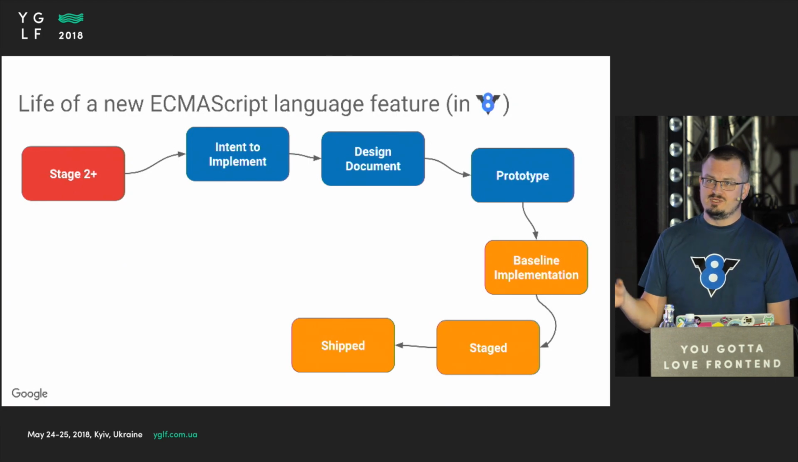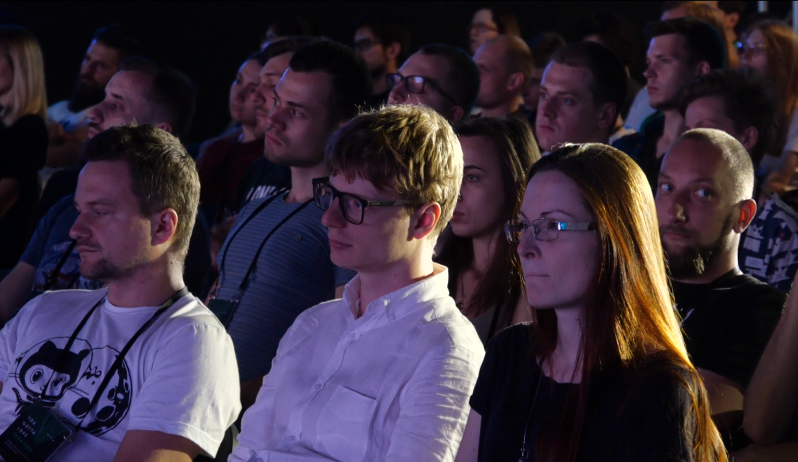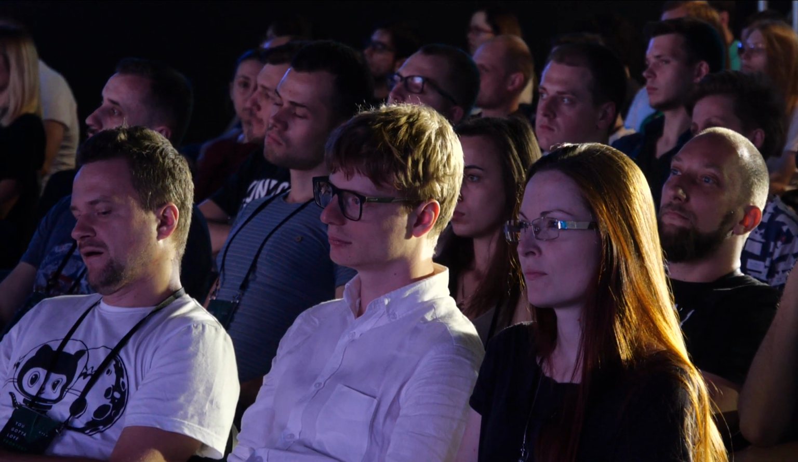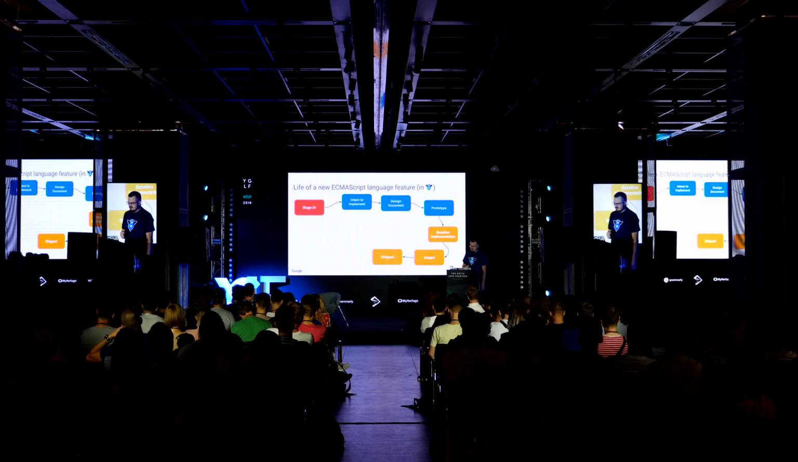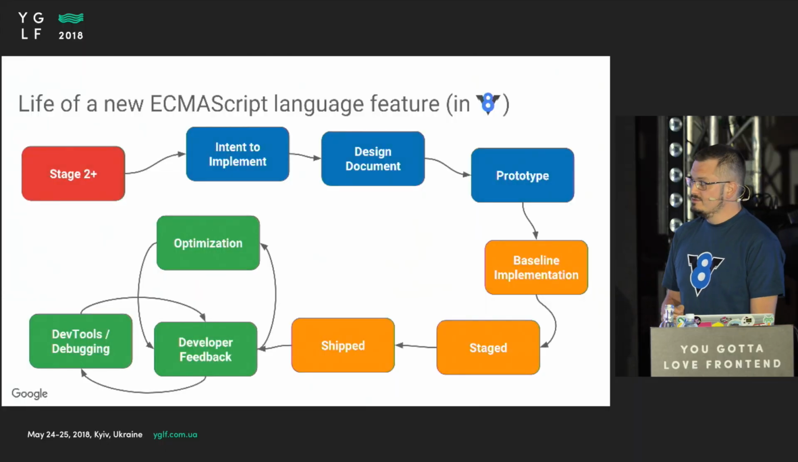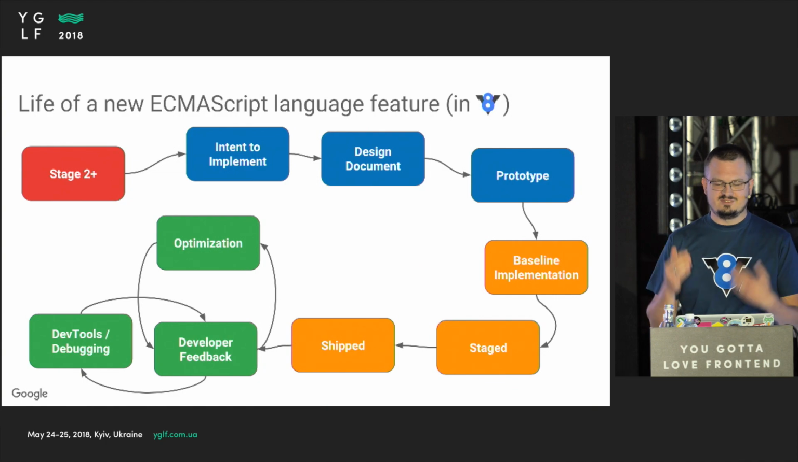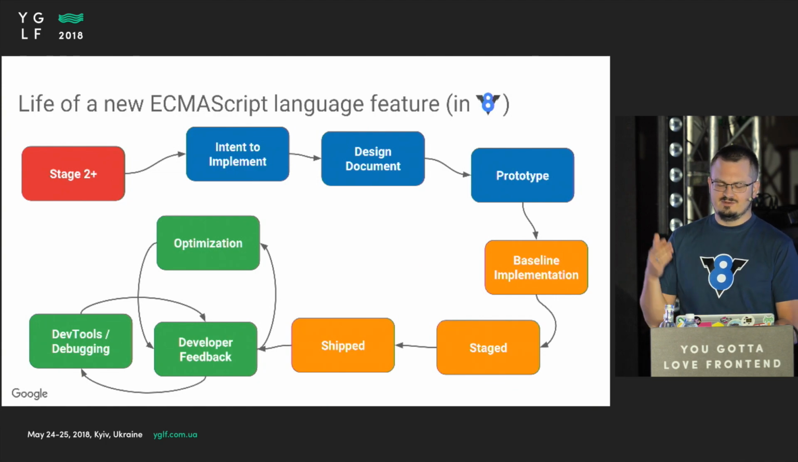And this baseline implementation is then staged, which means there is a flag that you can pass to Chrome to enable it. And eventually, after this has had some coverage, we ship it, and then you can use it without a flag in the browser. And that's when it gets interesting, because the baseline implementation is usually just to get it working. But a new feature which is terribly slow is not going to be amazing and not going to be used a lot.